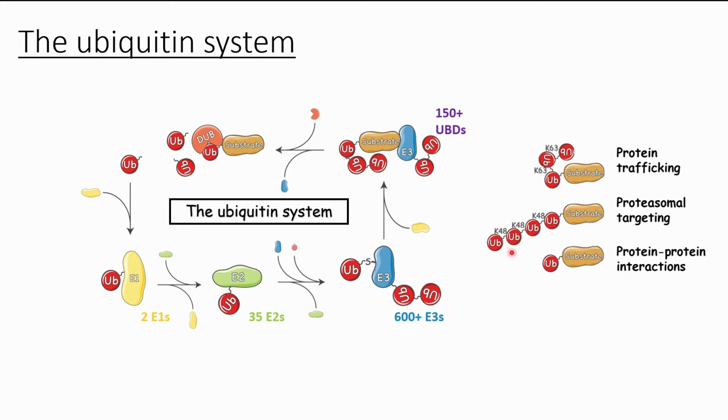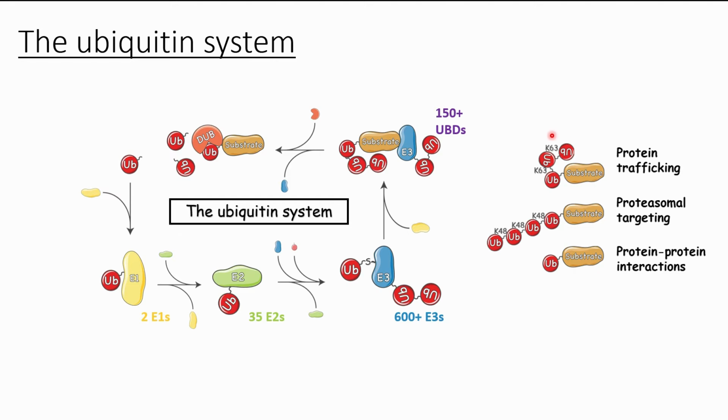If ubiquitin is attached through lysine 48 residues, it will generate a K48-linked ubiquitin chain, which will be specifically recognized only by ubiquitin binding domains of the proteasomal degradation pathway. So this will target this substrate for proteasomal degradation.